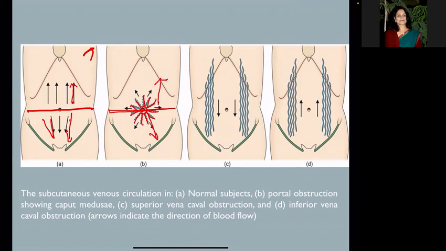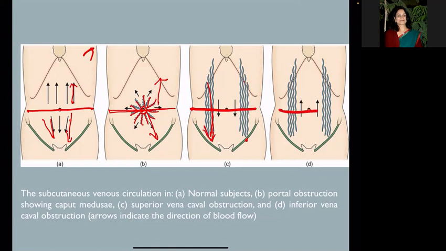While in case of superior vena cava obstruction, these lateral channels, that is the thoracoepigastric veins and other side channels, the blood will pass in these veins, they will cross the watershed line and will pass down.